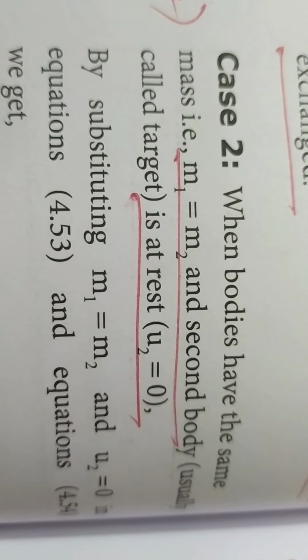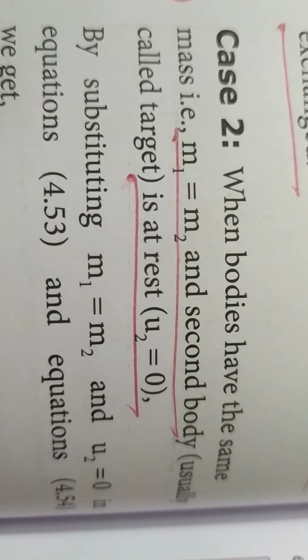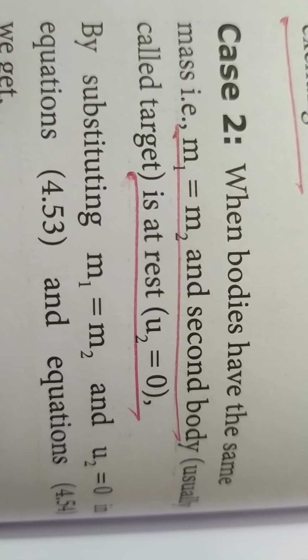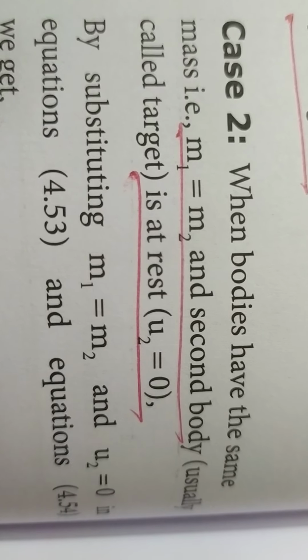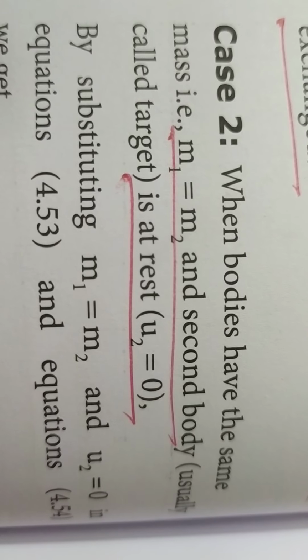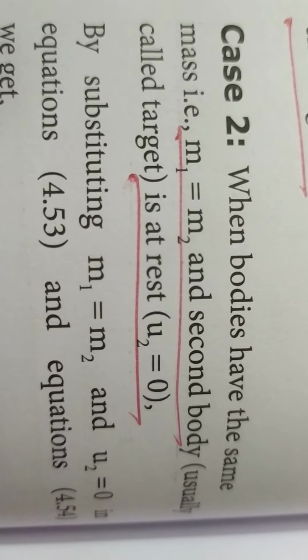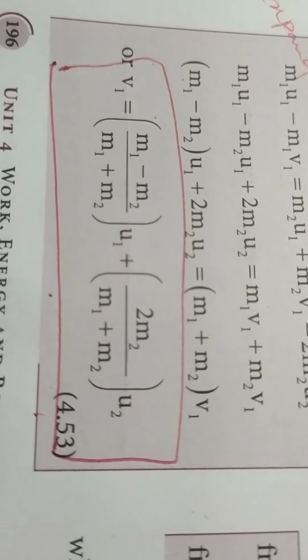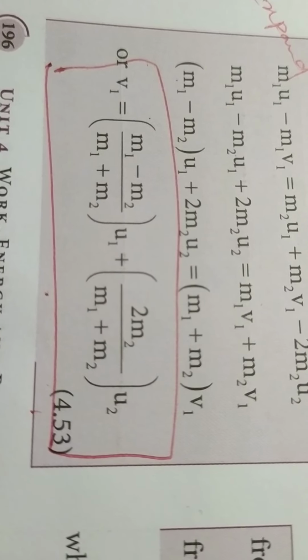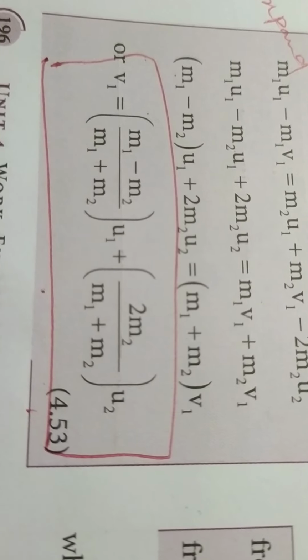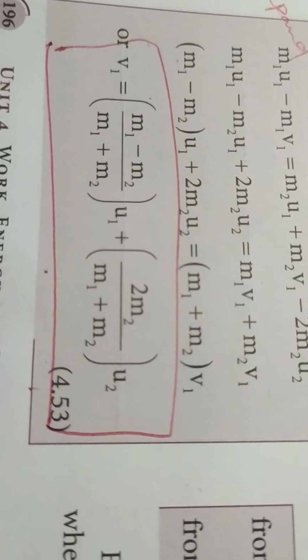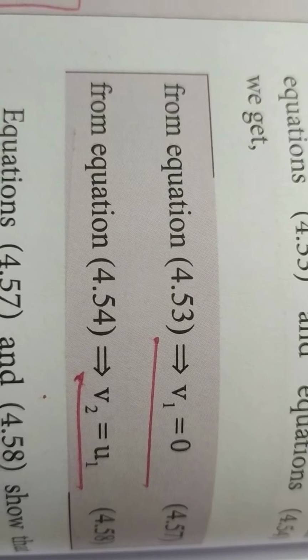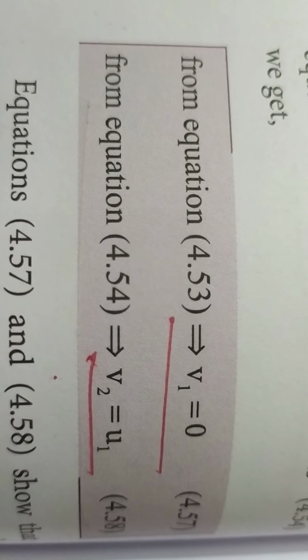And the second condition is M1 is equal to M2, and additionally there is another condition, U2 is equal to 0. That is the second body is at rest. And so what happens now here, substituting these conditions, you will get the first equation V1 becomes 0 because the second term of the right hand side will become 0 and the first term will also become 0 because M1 is equal to M2. So you will get V1 is equal to 0. Similarly V2 will become U1.